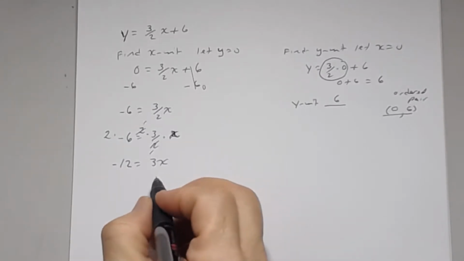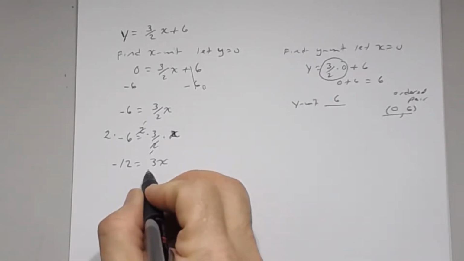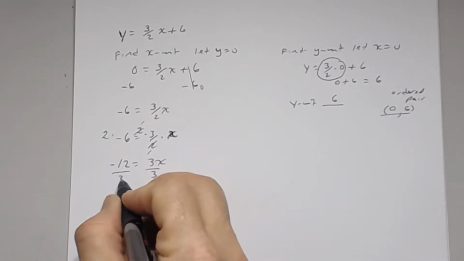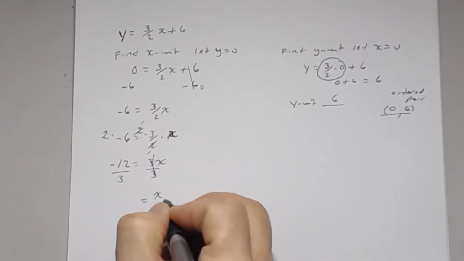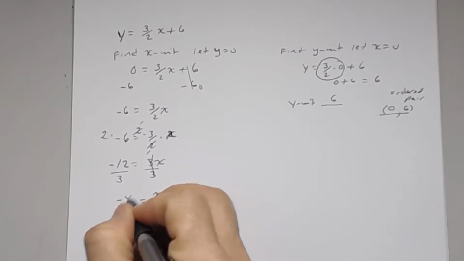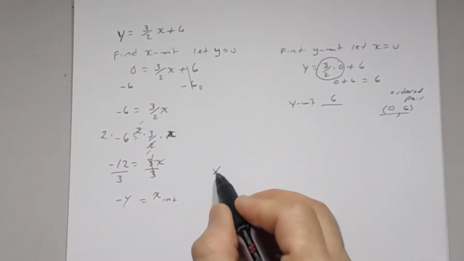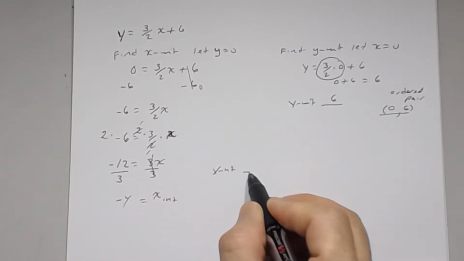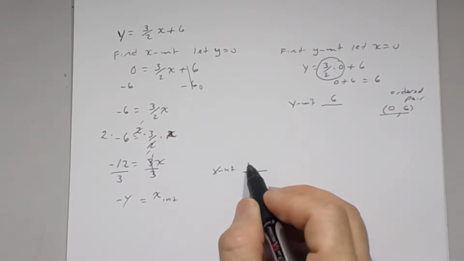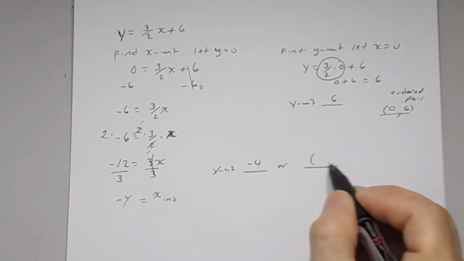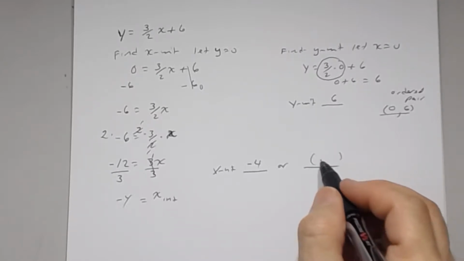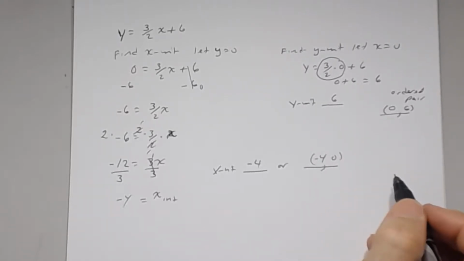And finally, how to get x by itself? Divide both sides by 3. So 3 divided by 3 is 1. 1 times x is x. So what is my x-intercept? Negative 4. So again, on the worksheet or test, I'll have x-intercept blank, and you can put what number here? Or if I asked for an ordered pair, you would have to put what 2 coordinates? Negative 4, 0. All right.